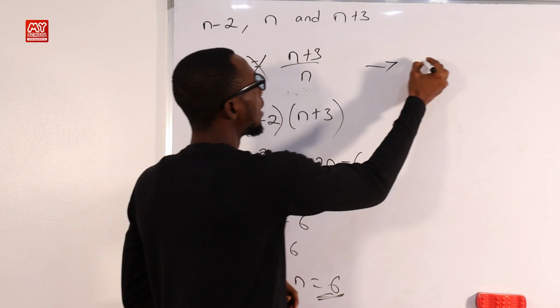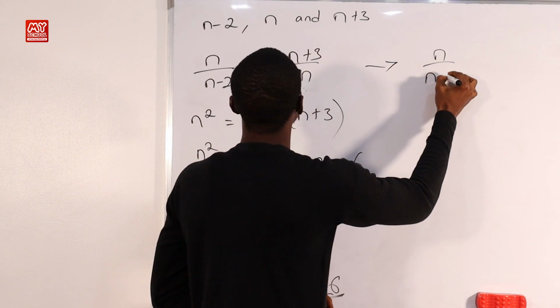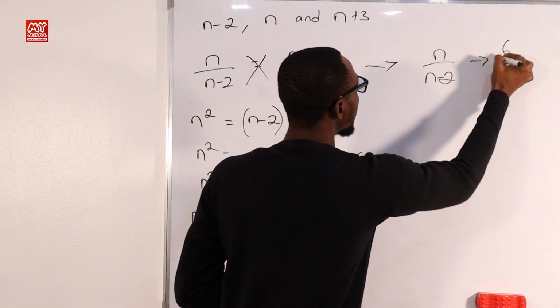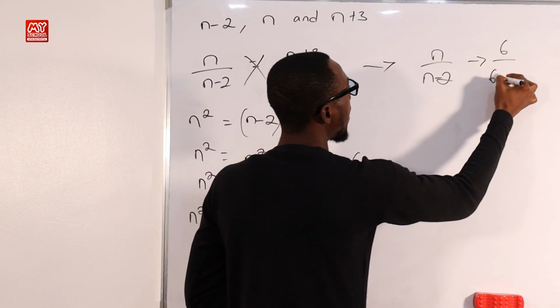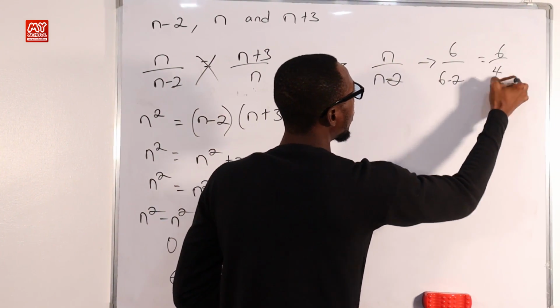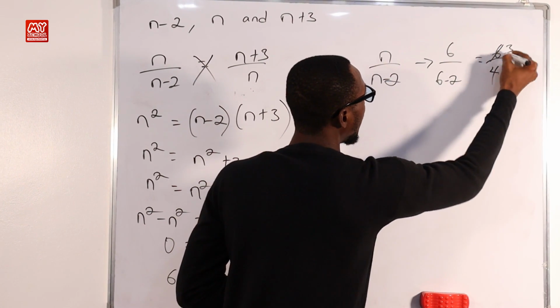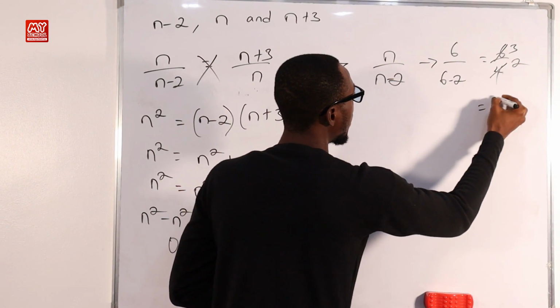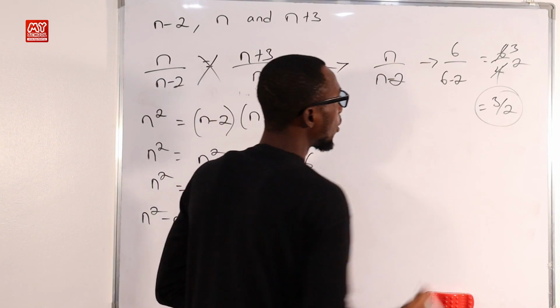Okay, so if we are using this n over n minus 2, that will be 6 over 6 minus 2, okay, that will be 6 over 4. This is 3, this is 2. So that's 3 over 2. So the common ratio is 3 over 2.